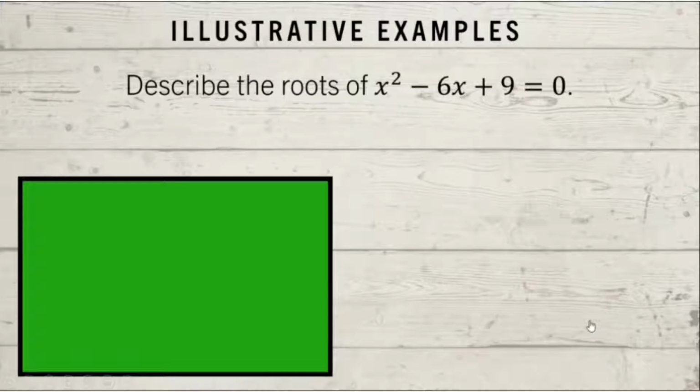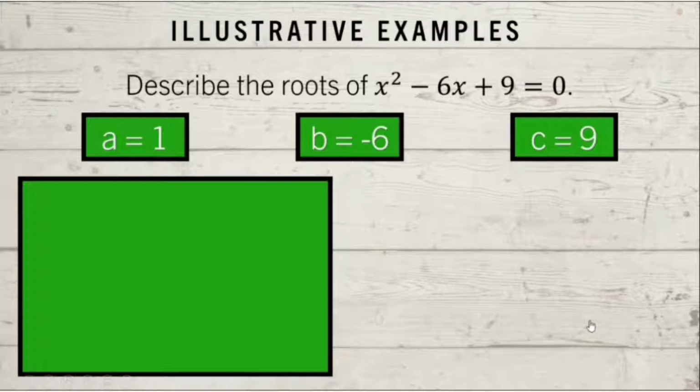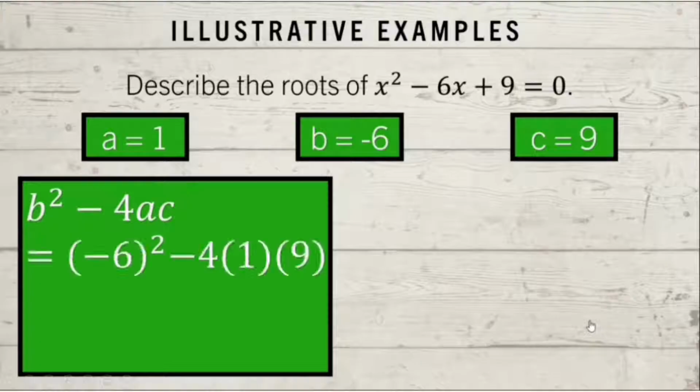The equation gives a is equal to 1, b is equal to negative 6, and c is equal to 9. Substituting the given values of a, b, and c in the expression b squared minus 4ac, we will have b, which is negative 6 squared, minus 4 multiplied by the value of a, which is 1, and then multiplied by the value of c, which is 9. And then perform the operation.